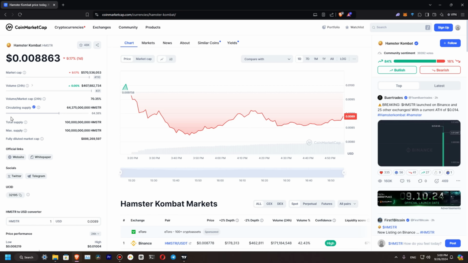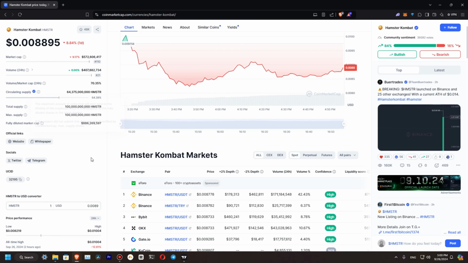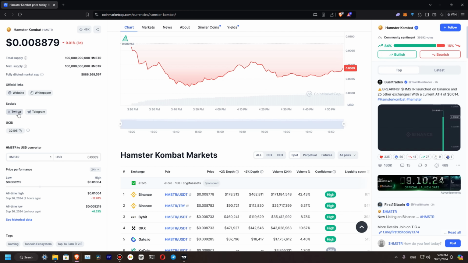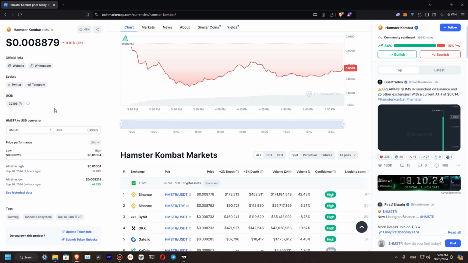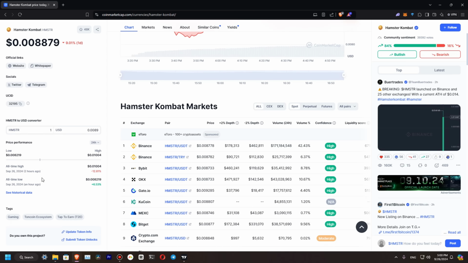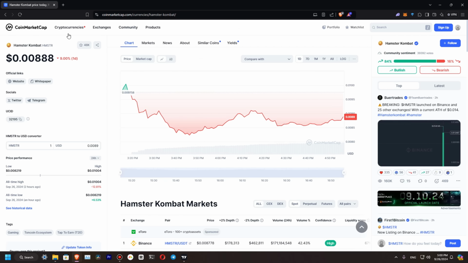Here we can see our circulating supply, our total supply, our maximum supply, website, white paper, social accounts like X and Telegram, our ID, and over here we have the same data about all-time low and all-time high. So this tool is really useful. Let's go back.